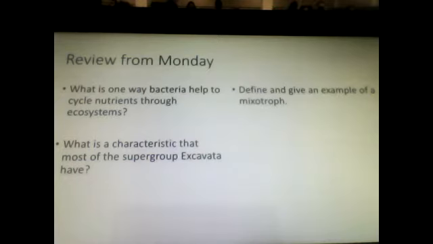Define mixotroph and then give an example of one. We'll talk about a lot more today. What is a mixotroph? They can be autotrophic and heterotrophic. So they're autotrophs and they can do photosynthesis, but they also can be heterotrophic, so they can take in nutrients from the environment, whether it's through diffusion or phagocytosis or something like that. So they can get their nutrients in a lot of different ways.